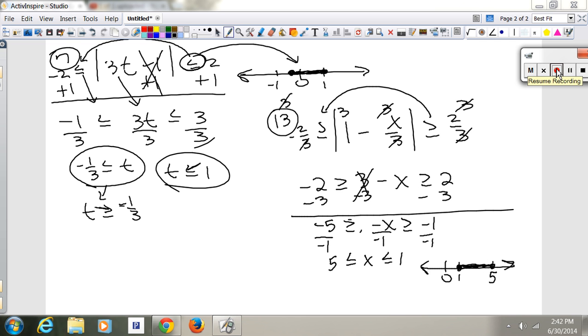Okay, upon further review, this shaded inside part is not correct. You're going to shade the outside part, and we started with a greater than sign. That means we need to shade this outside area. That's where your right answers are located.